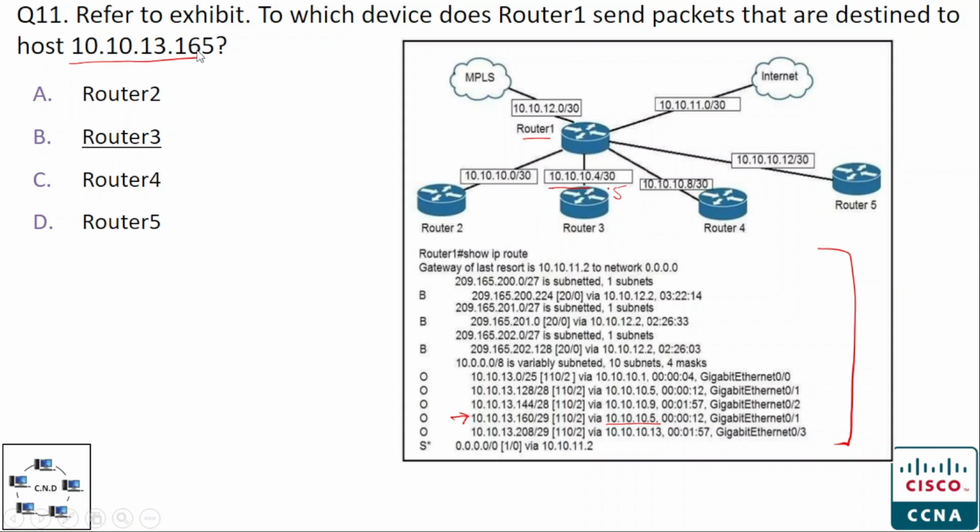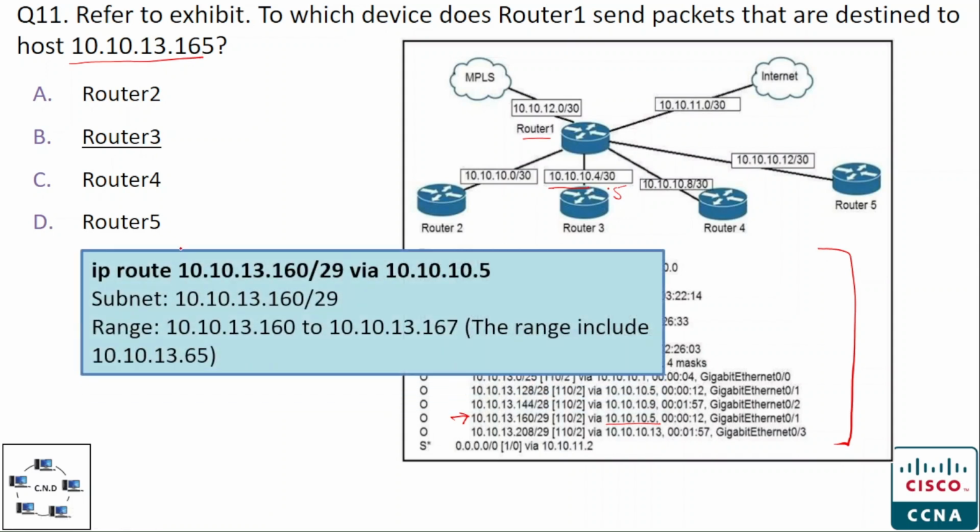So the correct option is router R3, and this is again the explanation that this route 160/29 is accessible via this hop 10.10.10.5. The subnet of this route is /29, and the range is from 160 up to 167. So this definitely includes the host 165. So that's why the router R1 will send the packet to R3 in order to reach 165.